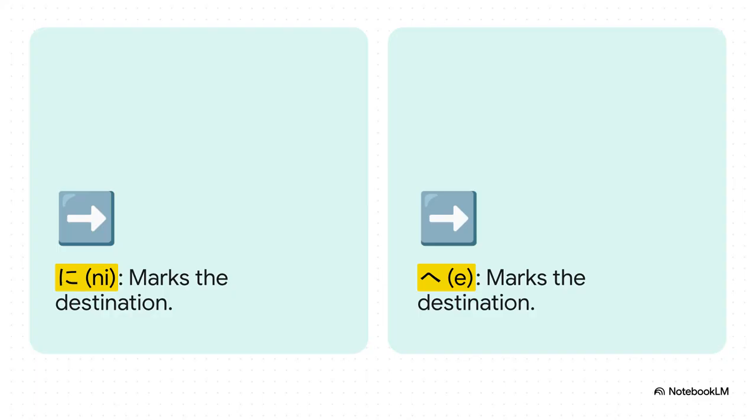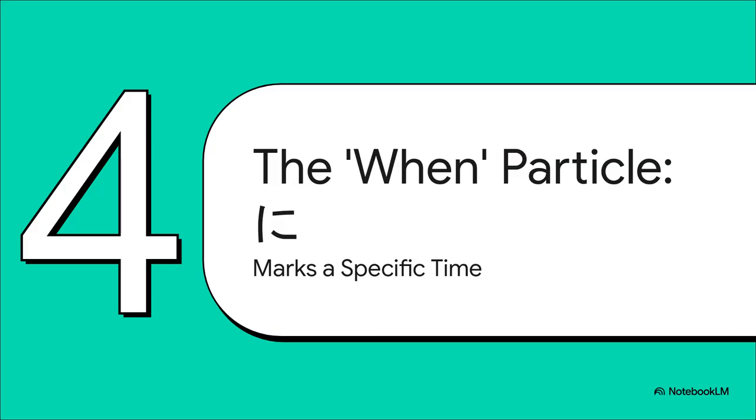So yeah, key takeaway here, when you're talking about where you're going, both ni and e get the job done. They're basically twins in this situation. Just pick one and you're good to go. But wait, there's a plot twist. The particle ni is a bit of an overachiever. It's a multi-tool. It doesn't just show you the direction, it also tells us when something happens.